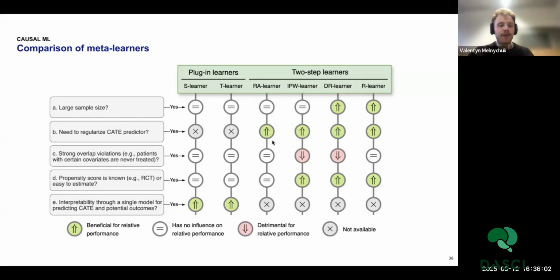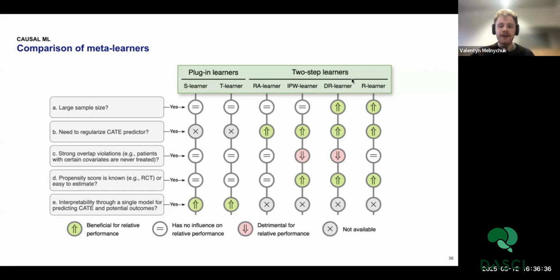But then two-stage learners might also be tricky, as they are a little bit less interpretable. They might also suffer when we don't have enough overlap. So when we have patients who only got treated or patients who never got treated, the inverse propensity weighted learner or DR learner would be very unstable.